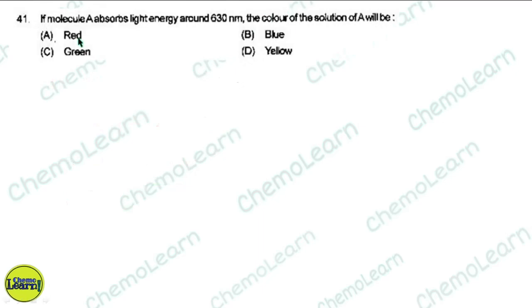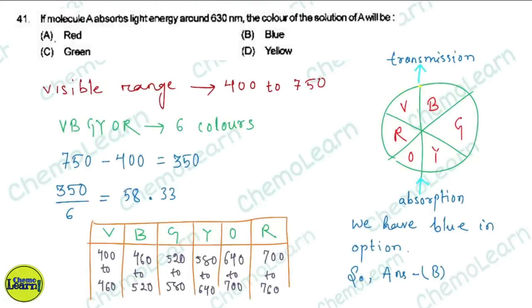Question number 41. If molecule A absorbs light energy around 630 nanometer, the color of the solution will be what? Red, blue, green, yellow. If a compound is absorbing some light, then it will show the complementary color of the absorbed light. The visible range is from 400 to 750 nanometer, and it includes VIBGYOR, that is 6 colors. So we have to divide this difference by 6: 350 divided by 6, which is roughly equal to 58.33.